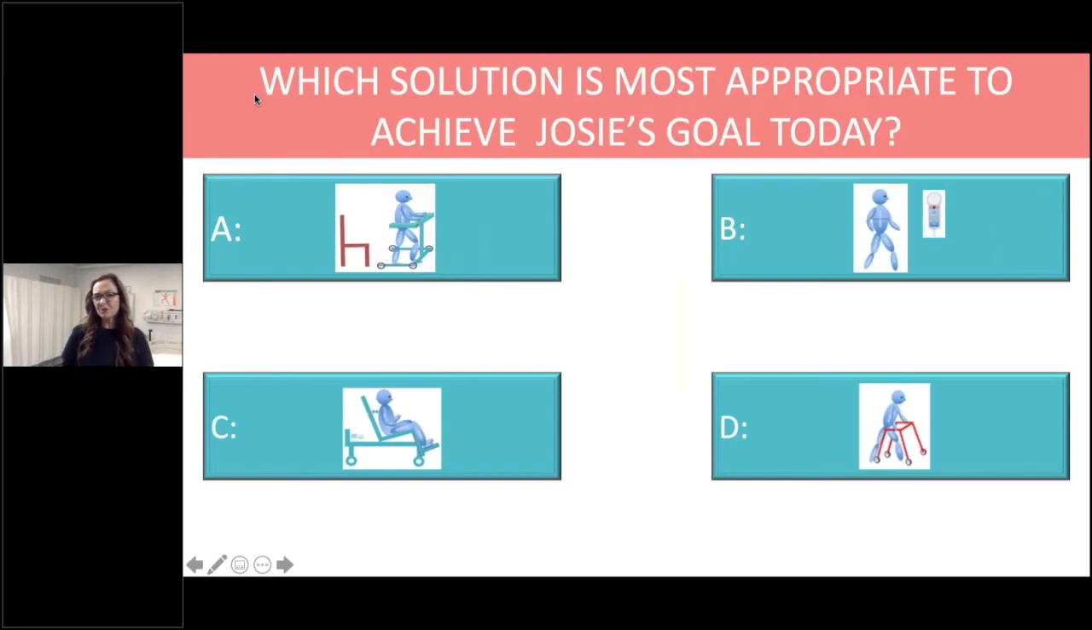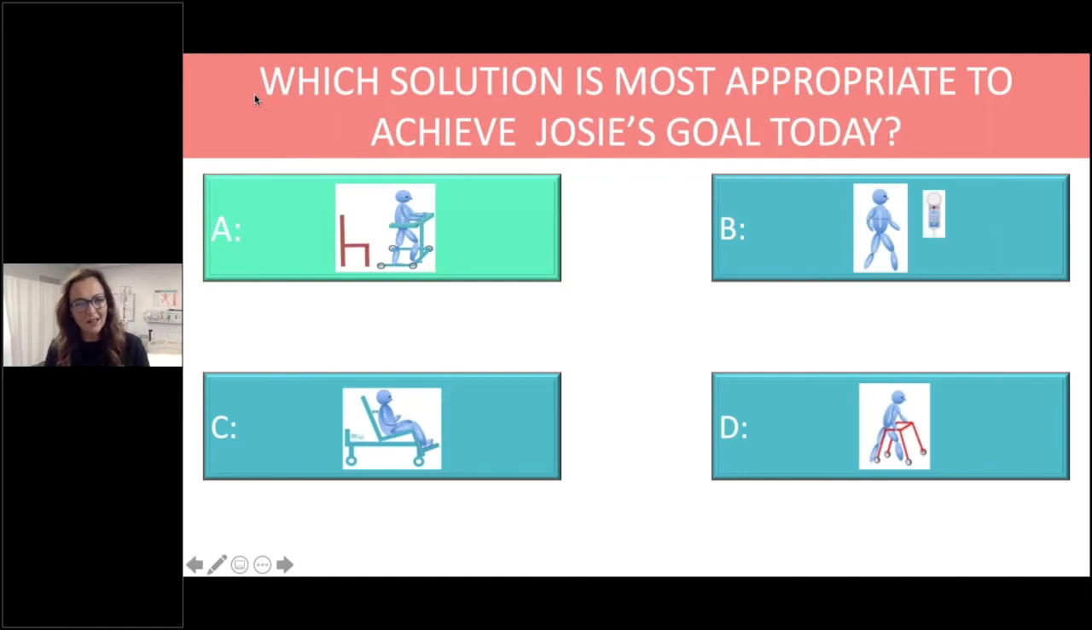Which solution is most appropriate to achieve Josie's goal of walking today? Is it a walker, an active walker, with or without an ambulation sling or a fall arrest sling? Is it no equipment? Is it the chair position of the bed, or is it a walker?